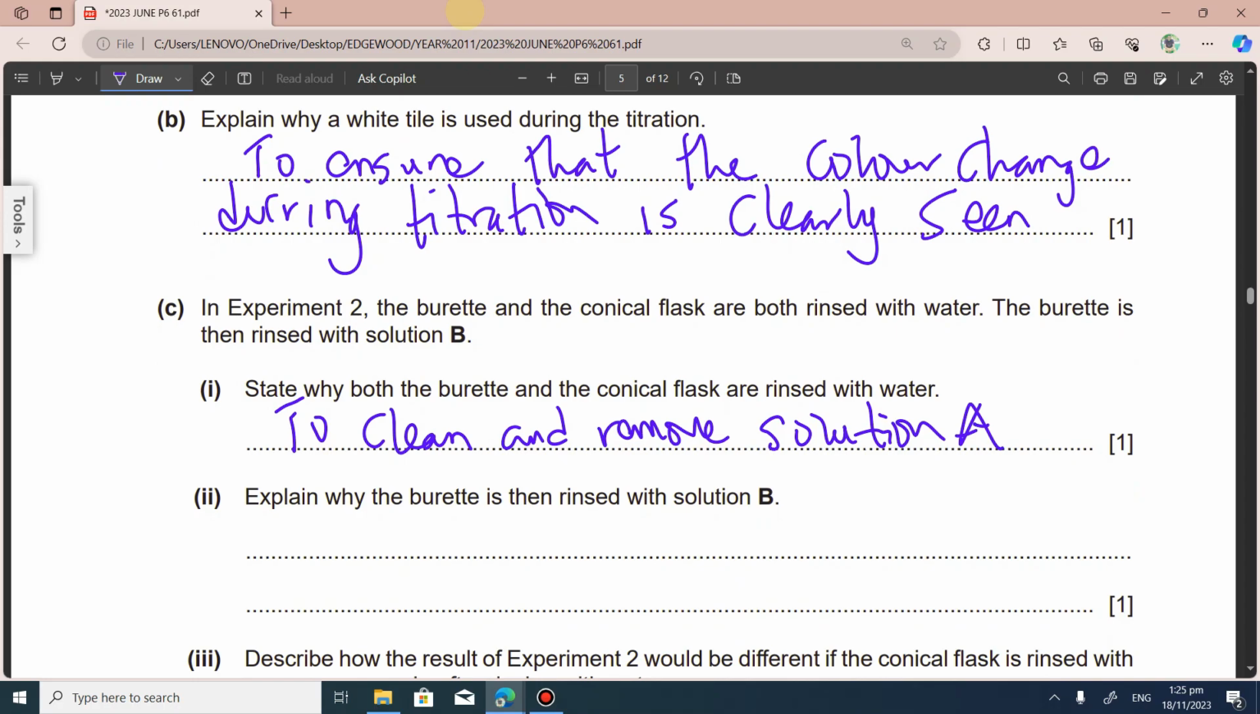Explain why the burette is then rinsed with solution B. Remember, after rinsing with water, the next step is to rinse with solution B. So you rinse with solution B to remove the water, since you previously rinsed with water.